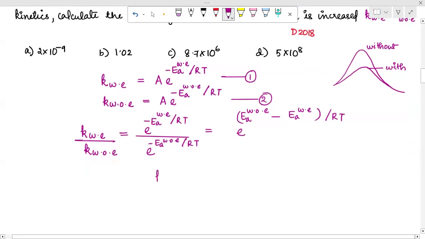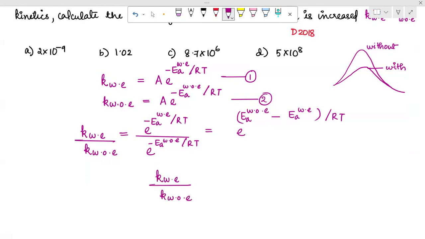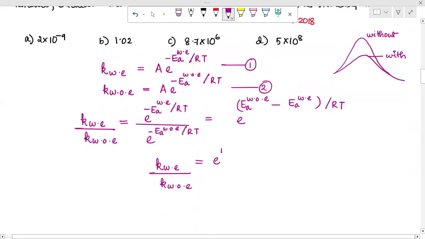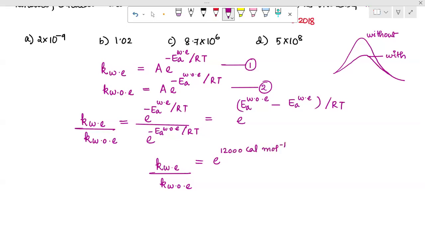So this comes out to be the rate constant with enzyme divided by the rate constant without the enzyme is equal to e to the power how much? 12 kilocalories. So that means 12,000 calories per mole divided by the value of R that you take. Very, very, very important. Why? Because it is in calories. The value of R that you take should also be in calories. Actually, the value of R is 1.98 calories per Kelvin per mole.